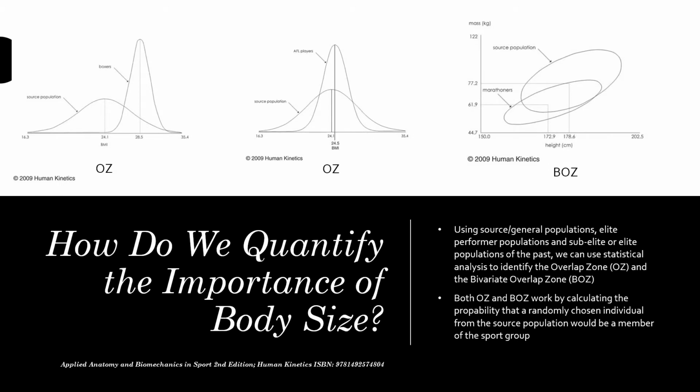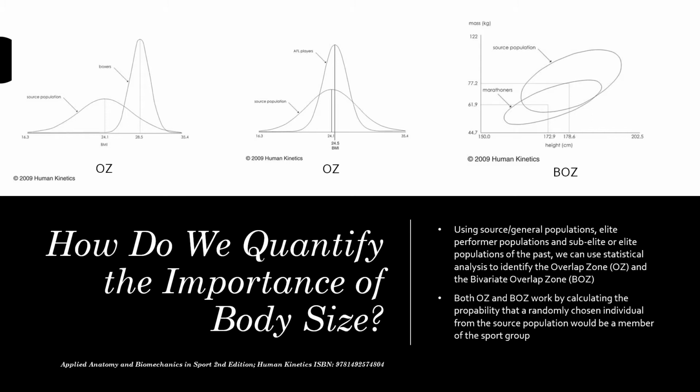So, since we know body size matters, how do we actually quantify this importance? This is where we start to get into some statistics again. What we do to figure this out is we take our source or general population, and then we take our elite performer populations, and then we also take our sub-elite or elite populations of the past, and we triangulate these groups, and we use some statistical analysis, and we identify things called overlap zones or OZs, or bivariate overlap zones or BOZs.